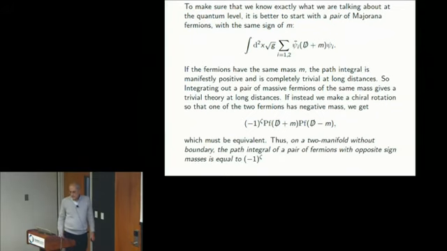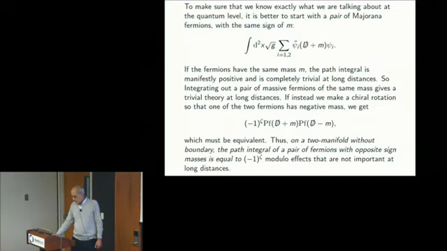So on a two-manifold without boundary, the path integral of a pair of fermions with opposite sign masses is equal to -1 to the zeta, modulo effects we don't care about at long distances. We got that by saying that if the masses were the same, the theory was completely trivial. And then if we made a chiral rotation of one of the two fermions, it had to still be completely trivial. But the theory that had to be completely trivial was the fermion theory times this -1 to the zeta. So that tells us that the fermions with opposite masses are generating, or equivalently they're canceling, -1 to the zeta.